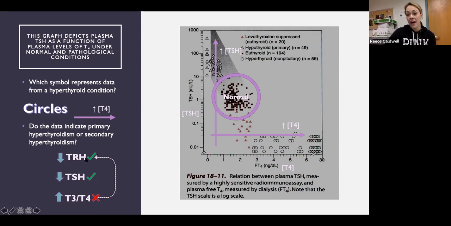So which type of pathology would this be? We draw our line and we determine that it would be a primary pathology, specifically a primary hyperthyroidism. It is a disease affecting the thyroid gland, causing the increased production of thyroid hormone.